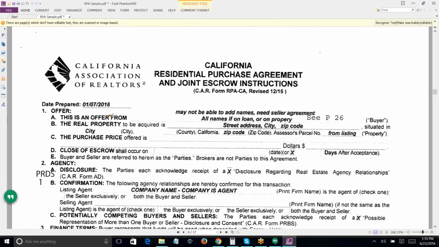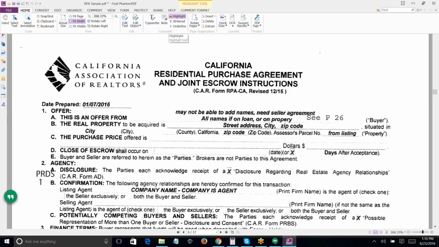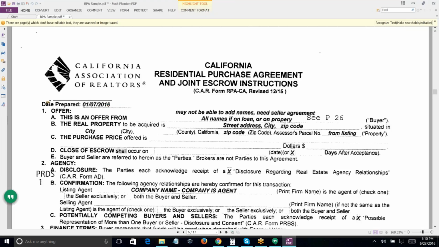Up in the upper left-hand corner is the date prepared. The highlighter doesn't work unless I spend some time doing something else. Date prepared is the date that you're actually preparing the contract. It's not necessarily the date that the contract is going to be signed. If I'm preparing the contract now, but I know the buyer's not going to sign it till tomorrow, I would still put in today's date as the date prepared. That's not the same thing as the contract date.